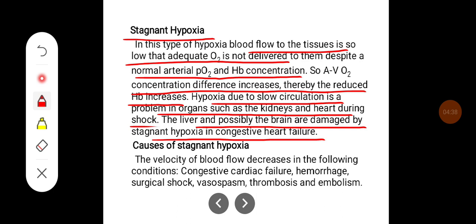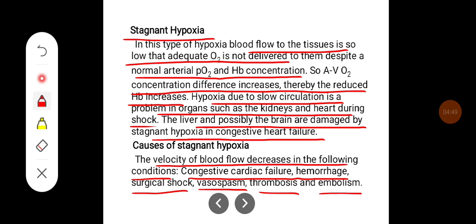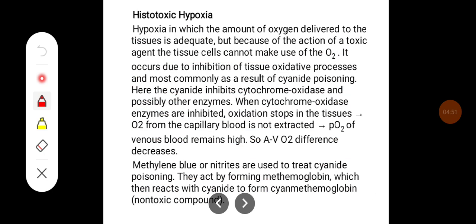Causes for stagnant hypoxia: the velocity of blood flow decreases in conditions like congestive heart failure, hemorrhage, surgical shock, vasospasm, thrombosis, and embolism. Histotoxic hypoxia: hypoxia in which the amount of oxygen delivered to the tissue is adequate, but because of the action of a toxic agent, the tissue cells cannot make use of oxygen.